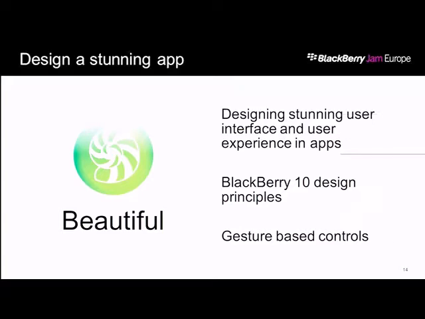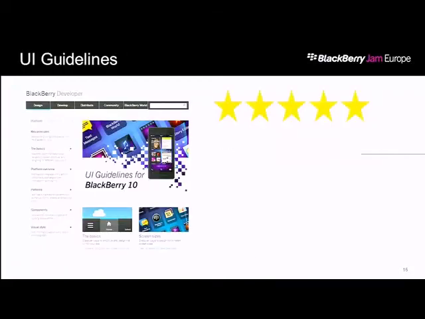So as you'll see, you'll get many things in Cascades for free, which you will not get from other frameworks. So to start out with, when you're thinking about bringing your Java application onto BlackBerry 10, what are some of the first things that you need to think about?